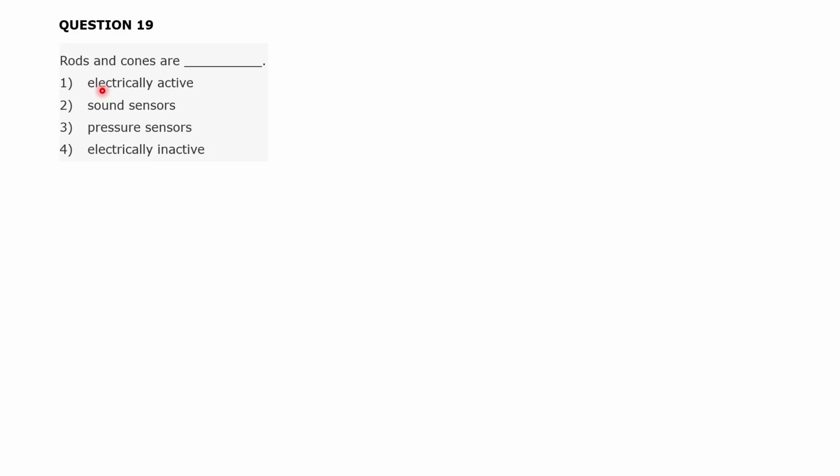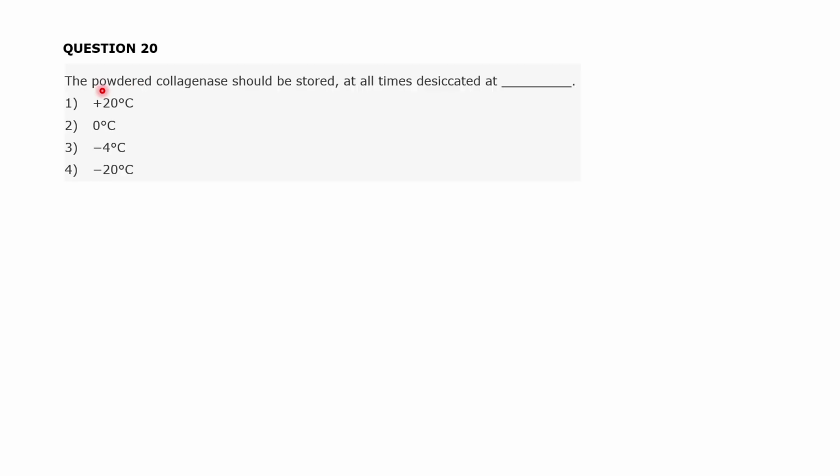So I think it's quite clear, basically from the principle, the electrochemical aspect. So I will just move on to the last question, question number 20. The powdered collagenase should be stored at all times desiccated at plus 20 degrees Celsius, 0 degrees Celsius, minus 4, or minus 20 degrees Celsius. Minus 20 degrees Celsius, sir. Option number 4, I am getting from the majority of you.